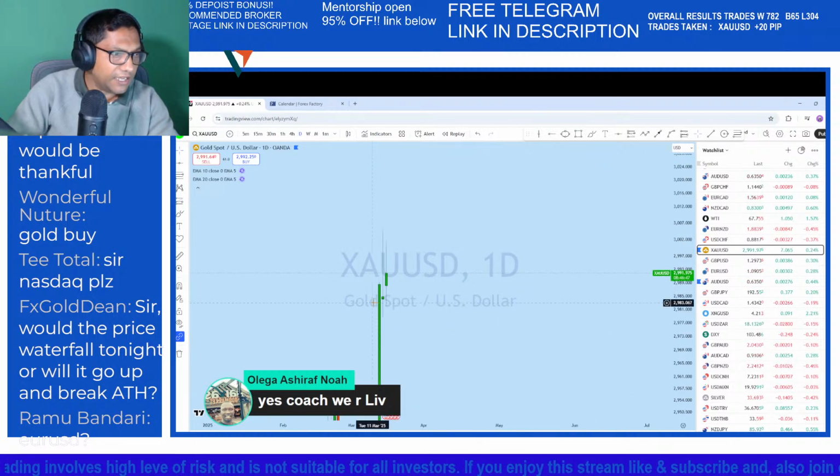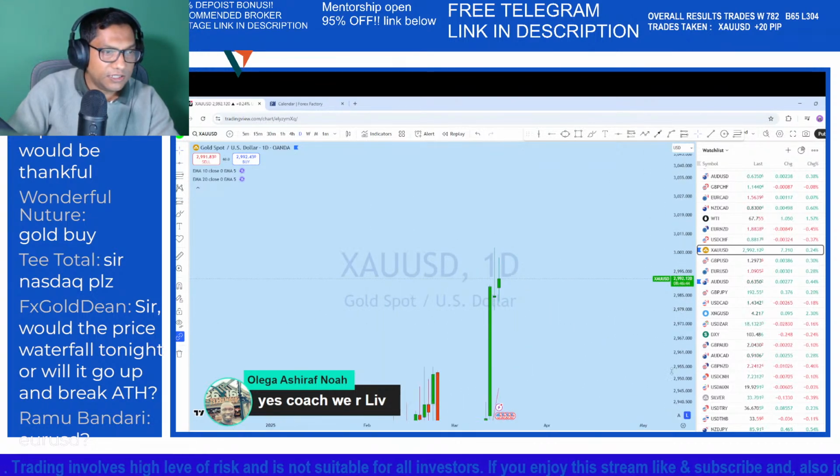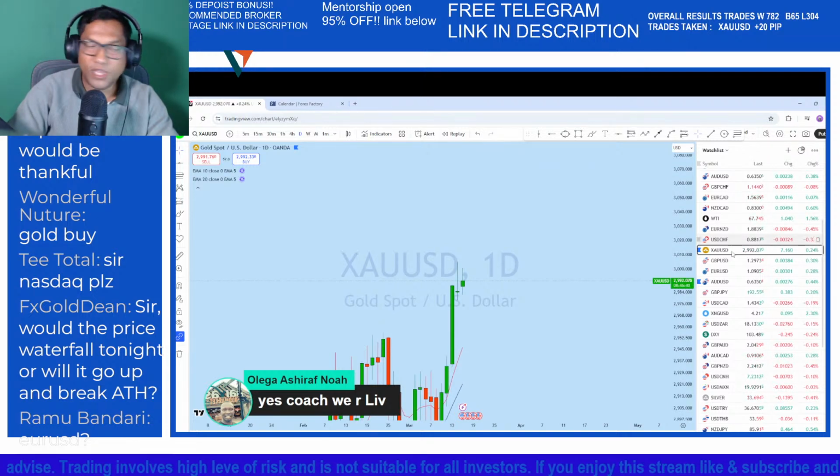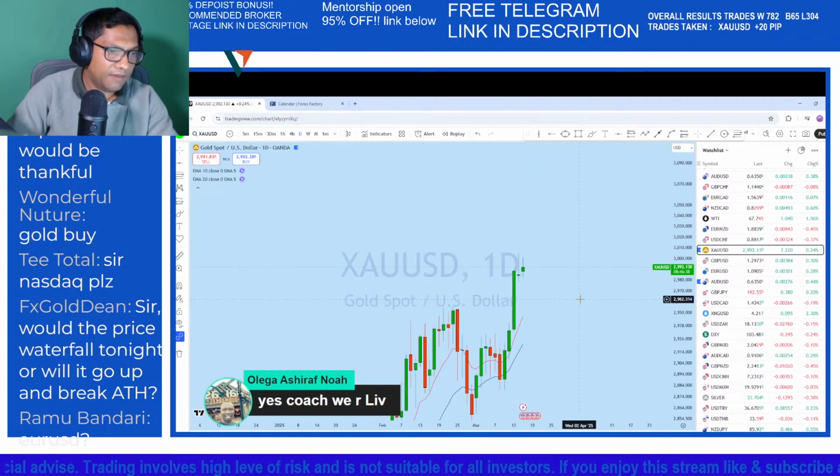Let's look at the daily price action here, guys. This is the daily price action. When you look at the multi-time frame, we can understand the market very clearly.